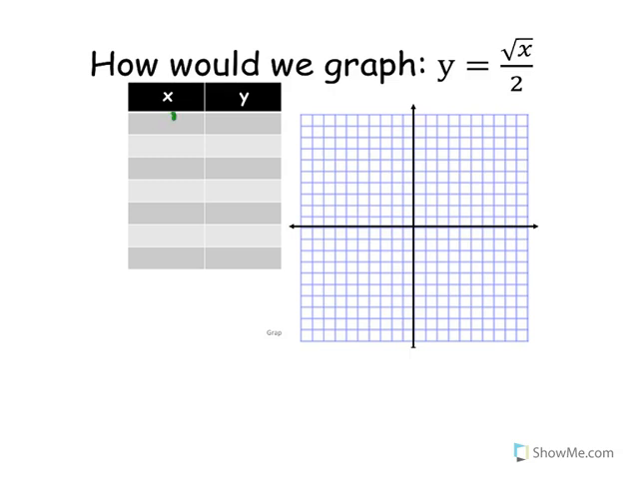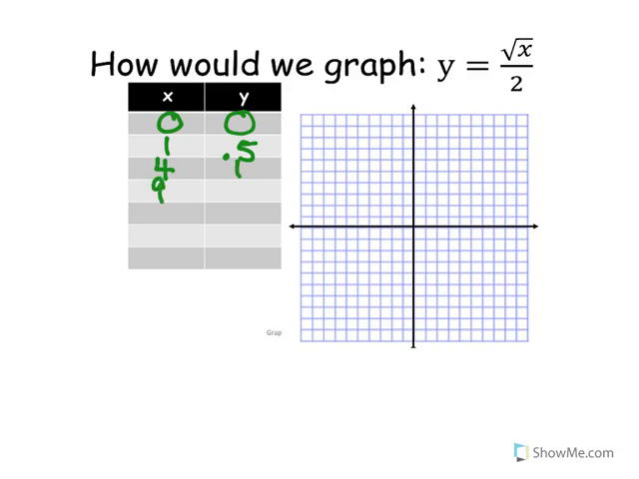So 0 is always going to be a nice easy one here. I could use 1, right? But what's it going to give me? Well, the square root of 1 is 1, divided by 2 is half. So again, I'm going to avoid plotting those unless I have to, and sometimes we have to, and we talked about this before. And my x values, I only want perfect squares, so I'll use 4. So the square root of 4 is 2 divided by 2 is 1.